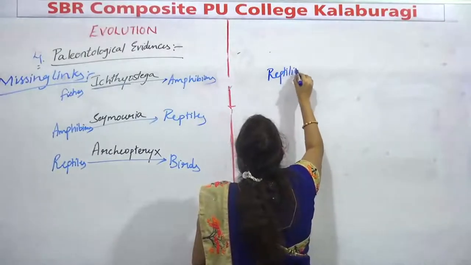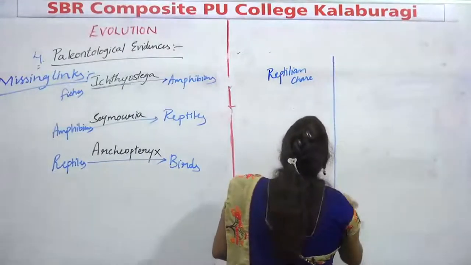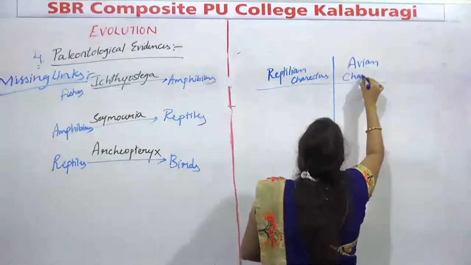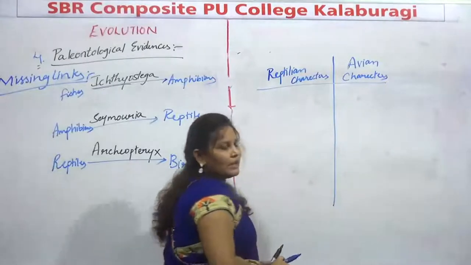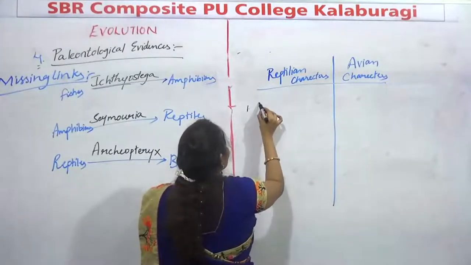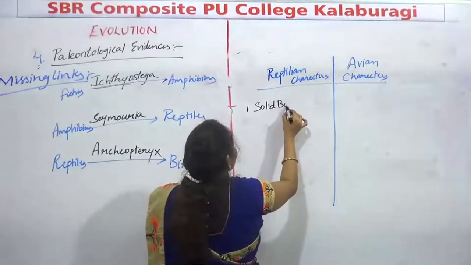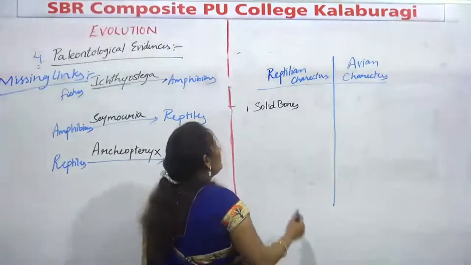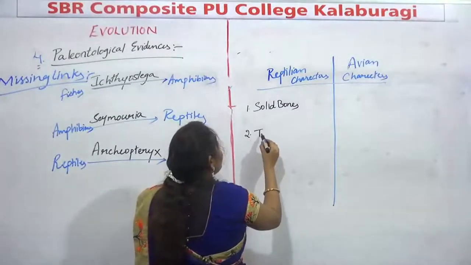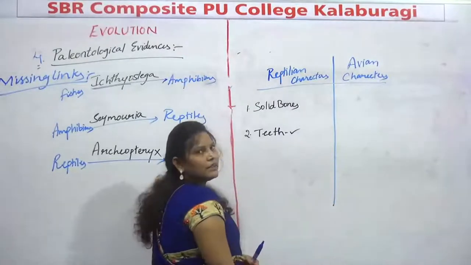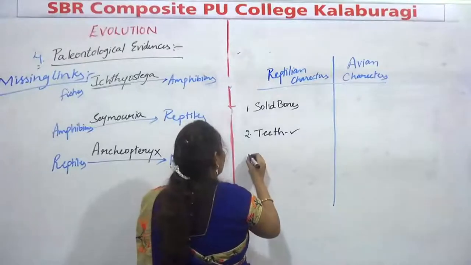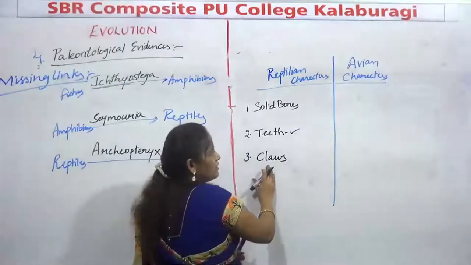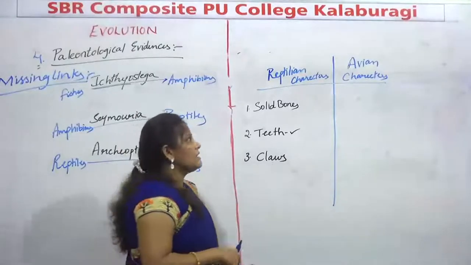Reptilian characters of Archaeopteryx. Presence of solid bones, whereas in case of aves, pneumatic bones should be present, but it is having solid bones. And presence of teeth. Teeth are present in case of reptiles. And presence of claws on the limbs. These are all certain reptilian characters. They are not avian characters.